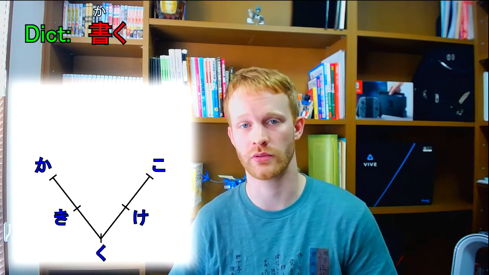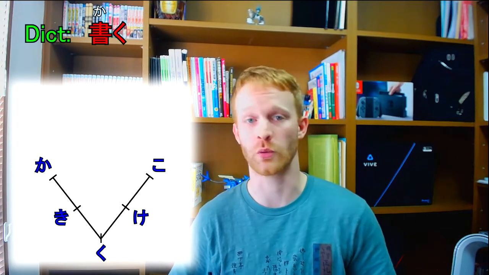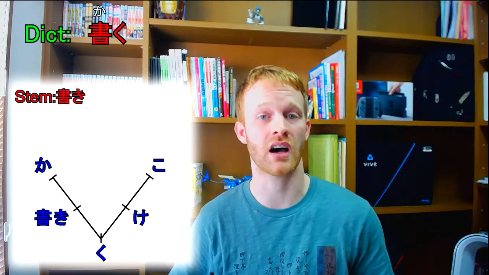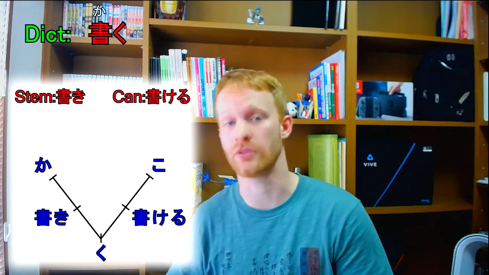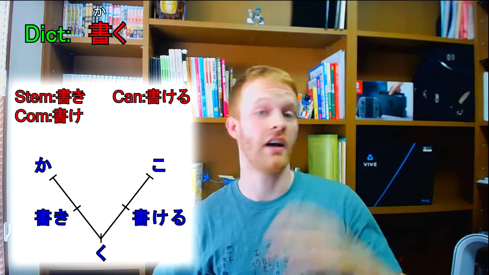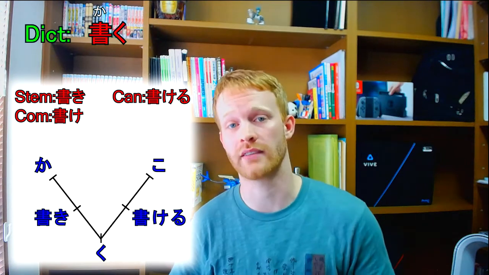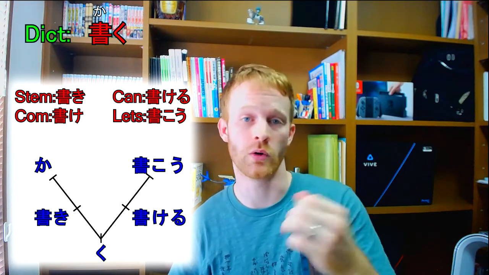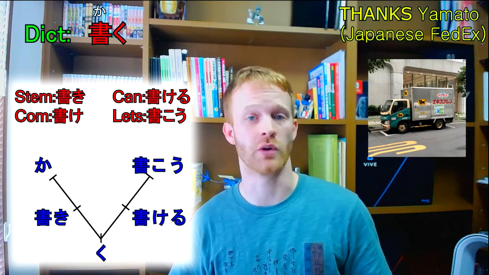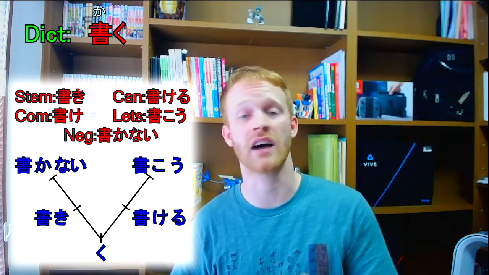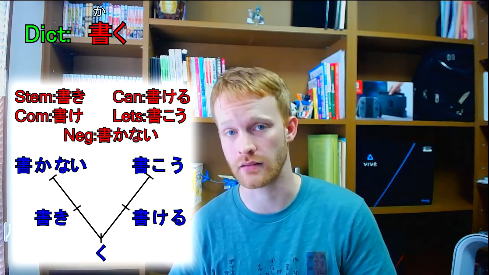Now that we have the basics, let's go down the line and look at the other ones, starting with kaku, which means to write. If you want to say it politely, you would say kakimasu. If you wanted to say can write, you would say kakeru. And if you wanted to command someone to write, you would say kake. Then if you wanted to say let's write, you would say kako, or politely kakimashou. And finally, if you want to say don't or won't write, you would say kakanai, or kakimasen.